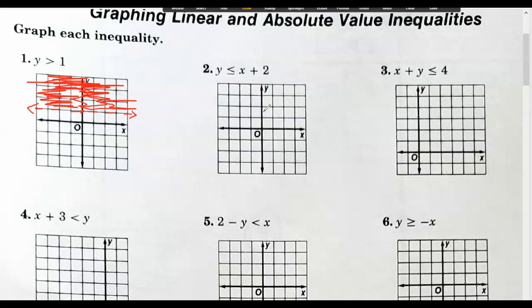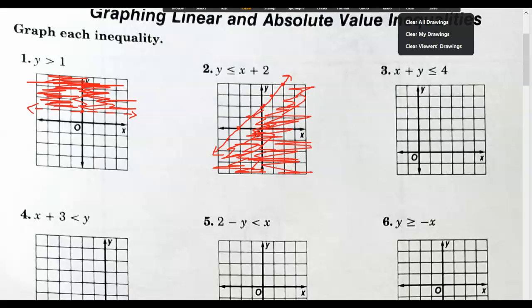And number 2, y-intercept is 0, 2. Slope is positive 1. This time my line is solid. Y's are less than, so that's below.